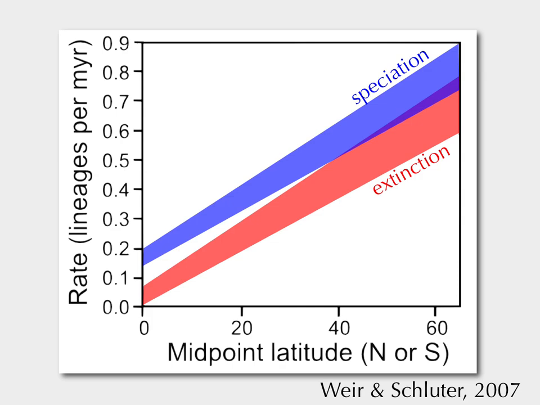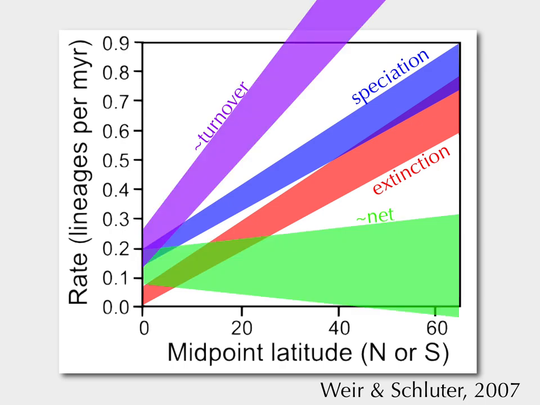They found that both speciation and extinction increase away from the tropics. And if you look at the net rates, speciation minus extinction, they're pretty linear. So this suggests that the reason for more diversity in the tropics is not due to higher diversification in the tropics. It must be some other reason. And so this study relates to that question.